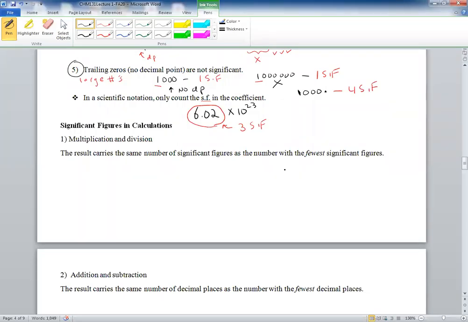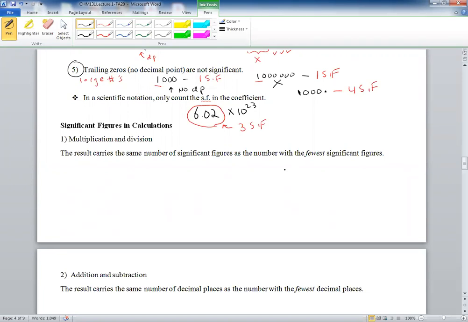Now, using significant figures in calculations. In chemistry, we're going to collect data in the lab, for example, and we will actually use this data in calculations. For example, if I want to calculate the density of something, I would have to take the mass and divide by the volume. Or if I have to add masses to different weights, let's say. Or if I have to subtract volumes, so on and so forth.